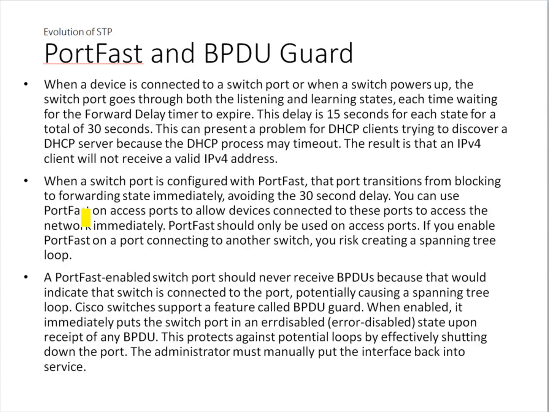You can use port fast on access ports to allow the devices connected to these ports to access the network immediately. This increases the speed of changing the state of the ports from one state to another. Port fast should only be used on access ports. If you enable port fast on a port connecting to another switch, you risk creating a spanning tree loop. So you have to handle the port fast feature very carefully, so that it does not create any loops in the network.